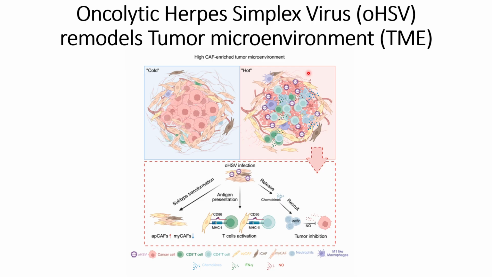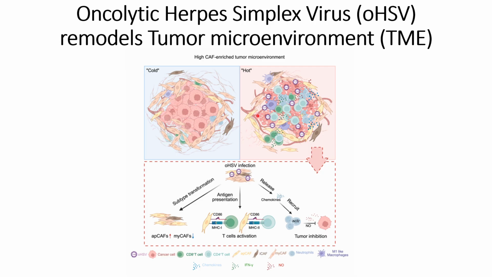At the same time, the antigen presenting cancer associated fibroblast goes up, and because of that, we can see there is a release of IFN gamma, which also helps in immune cell activation, and also there is a release of nitric oxide that will help in tumor inhibition.